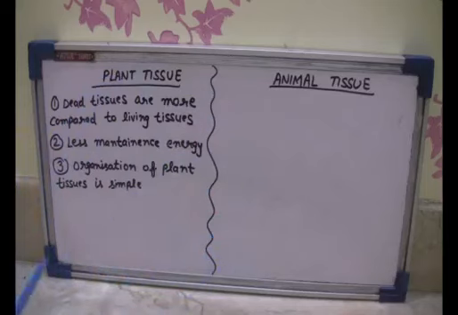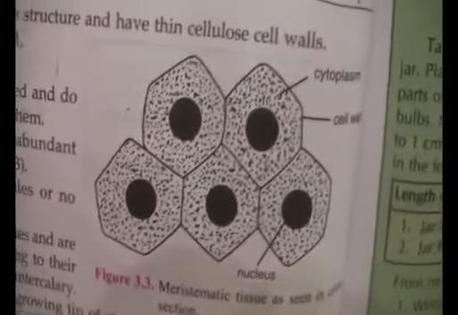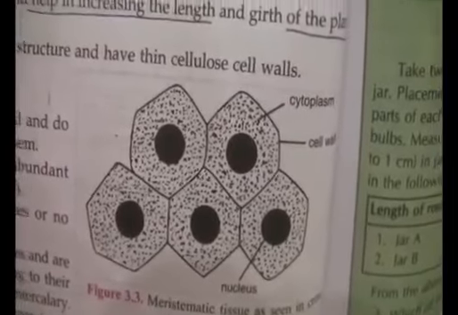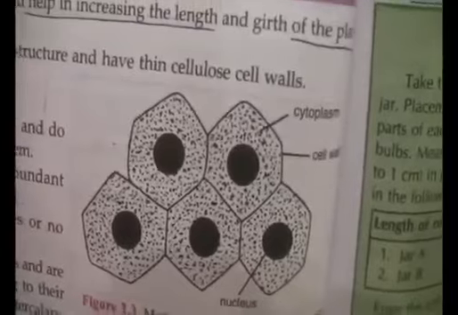Third one is that in the plant tissues, the organization of the plant tissues is very simple, while the organization of the animal tissues is very complex. See, this is a meristematic tissue. It has a thin cell wall, a nucleus in the center, and cytoplasm scattered in all its cells.